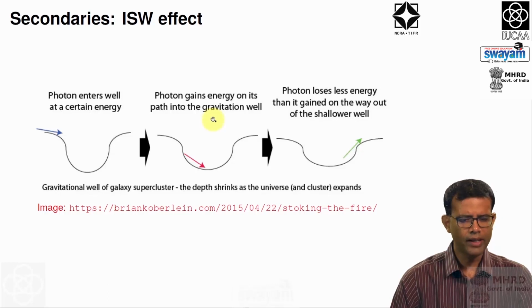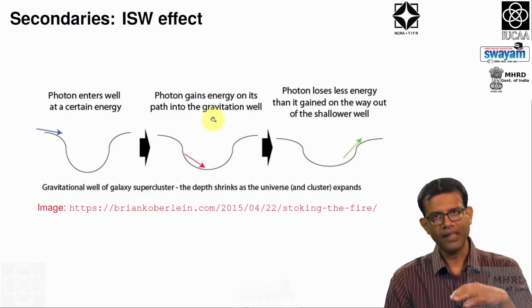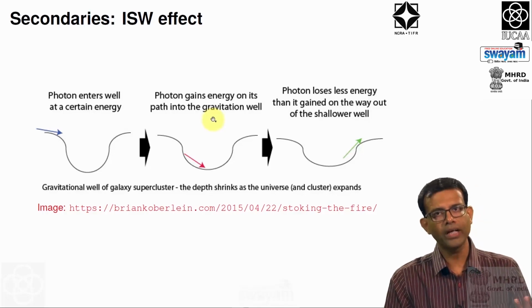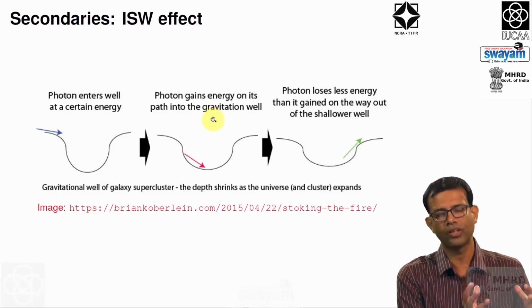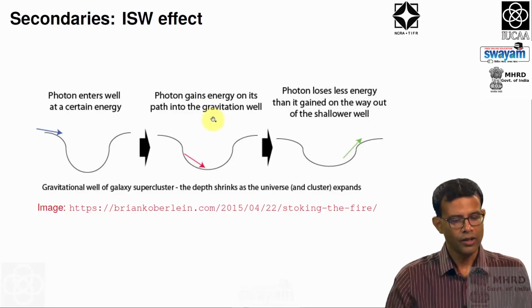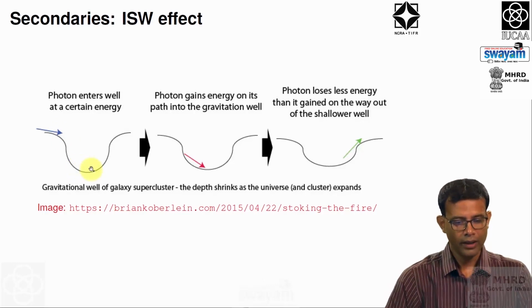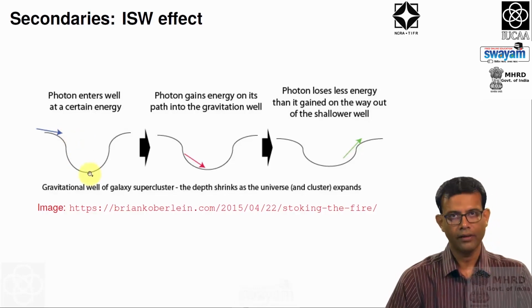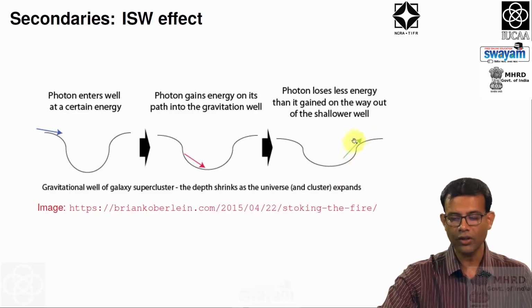For example, there is something called the integrated Sachs-Wolfe effect. What happens is, as the photon is coming towards us, it is passing through the gravitational field of matter of the universe. There could be some potential wells, regions where the gravity is quite strong, maybe a cluster of galaxies has been formed, a huge structure is there. So, there is a potential well. The photon will enter this potential well with a certain energy. As it is falling down the potential well, it will gain energy, so it will be blue shifted. However, when it is coming out of the potential well, it becomes red shifted because it loses energy.